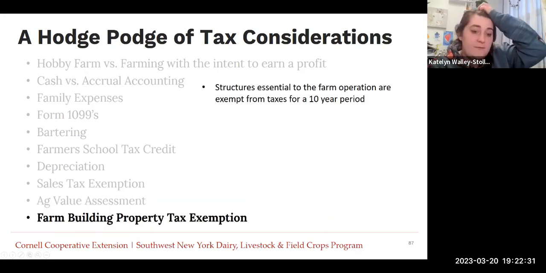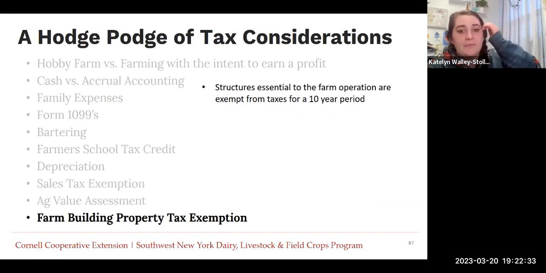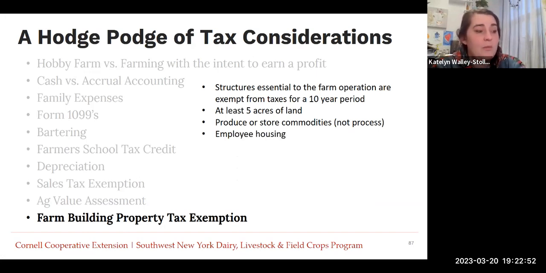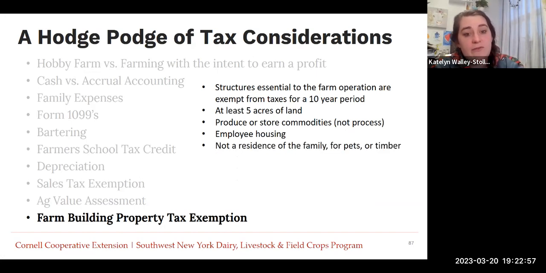Finally, there's something called the farm building property tax exemption. If you build a structure for the farm operation, you can be exempt from paying taxes for 10 years on that building. You have to have at least 5 acres of land. It has to be used to produce or store commodities, not process them. Employee housing has a question mark on it. It depends on the situation, and it can't qualify for residences of the families. So you can't use your house and apply for a farm building property tax exemption.